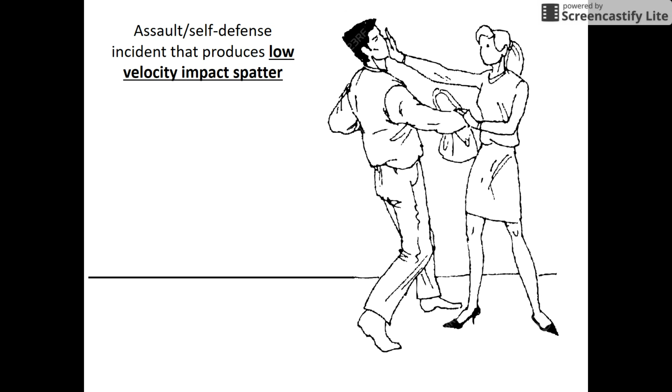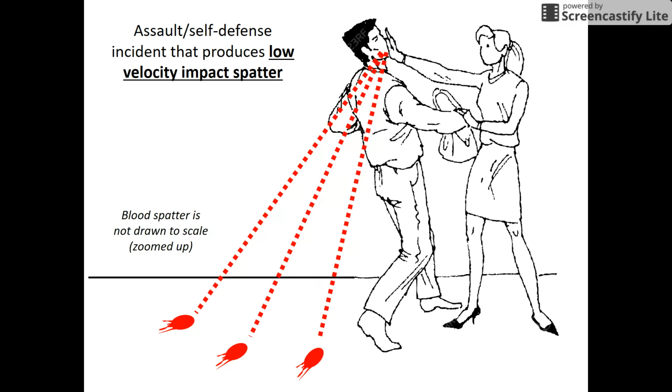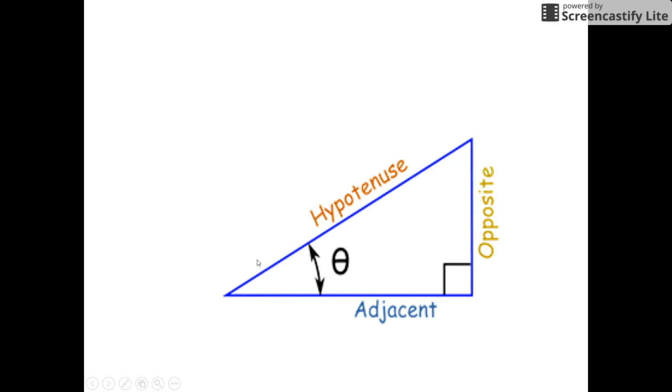But anyway, in this case, it's some sort of assault or self-defense incident and she's hitting him in the nose, and that's going to produce some blood spatter, some low velocity impact spatter. Okay, she's punching him or beating him or hitting him, and so the blood spatters onto the ground. Okay, and like we've already learned, those blood drops, because they're hitting the ground at an angle, will have kind of an oval shape.